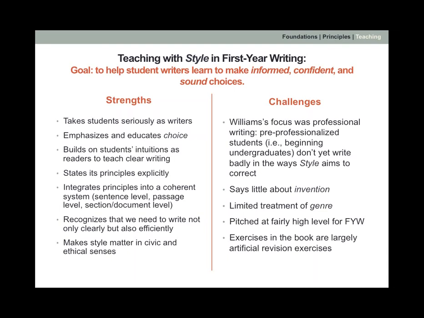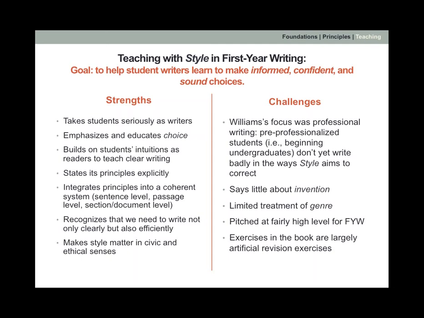The first arises from Williams' investment in professional writing. The villain in Style is the highly abstract, nominalized, complex, technical prose that is the coin of the realm that is written widely in professions, academic professions, law, business, medicine, you name it. One of the challenges of using the book with undergraduates, then, is that most undergraduates don't yet write badly in the ways that Style aims to correct.